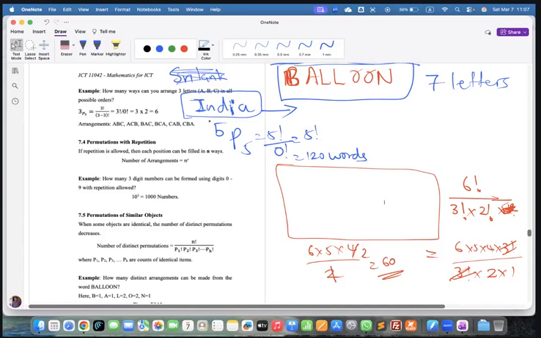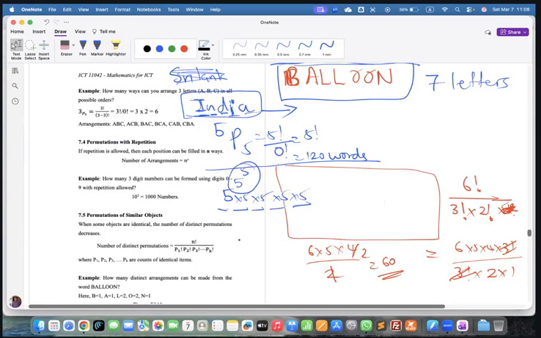Now, if I ask the same question, you need to utilize all the letters of India. How many words can we make with repetition? With repetition, the answer comes to 5 to the power 5, right? Because there are 5 positions, 1, 2, 3, 4, 5. Altogether we have 5 letters. So the first position 5 ways, second position 5 ways, third position 5 ways, fourth position 5 ways, fifth position 5 ways, 5 to the power 5. 5 to the power 5 is the answer.